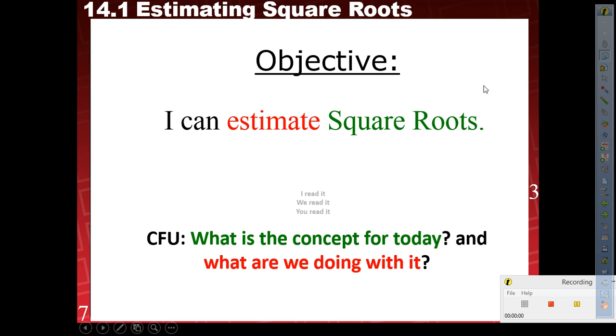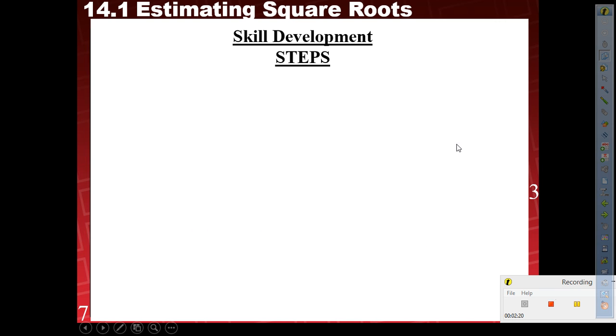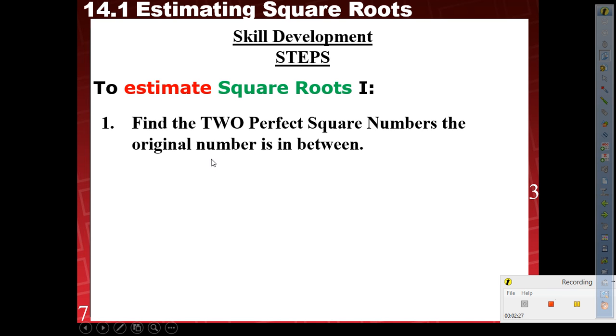Before we get started, copy these steps, please. To estimate square roots, I find the two perfect square numbers the original number is in between. And step 2, give an estimate. Once again, to estimate square roots, find the two perfect square numbers the original number is in between. Para estimar raíces cuadradas, tienes que hallar los primeros dos números perfectos, en el cual el número original se encuentra en medio de. From there, the last one is give an estimate. Da un estimado once you get that. Copy that, please.